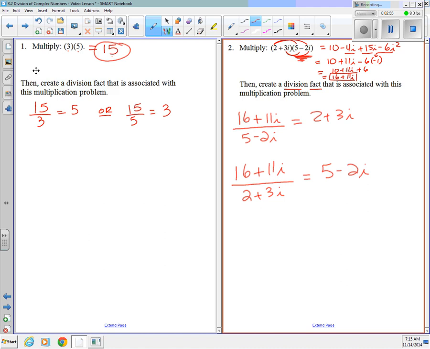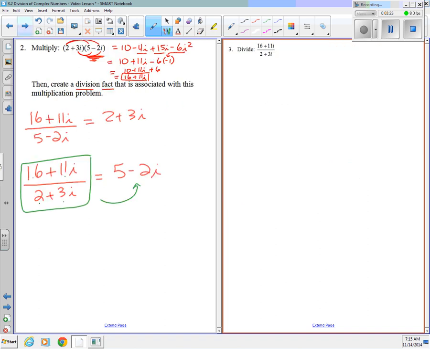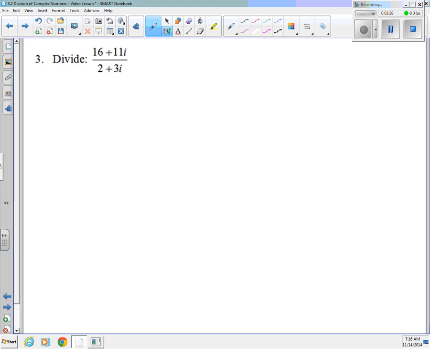Now, what's interesting to note here is it would be very difficult to look at 16 plus 11i divided by 2 plus 3i and determine that it's automatically 5 minus 2i. For example, you couldn't do something like 16 divided by 2, well, that's certainly not 5, or 11 divided by 3, that's certainly not 2. So the question is, how do we actually do this division problem without knowing the answer ahead of time? That's our question number 3: how do we do 16 plus 11i divided by 2 plus 3i without knowing the answer ahead of time?